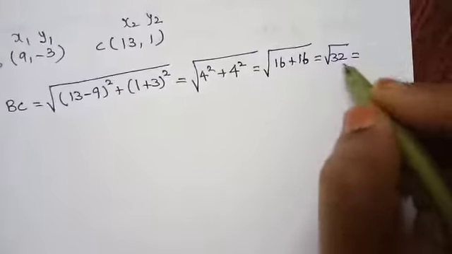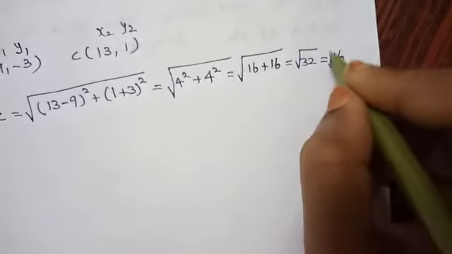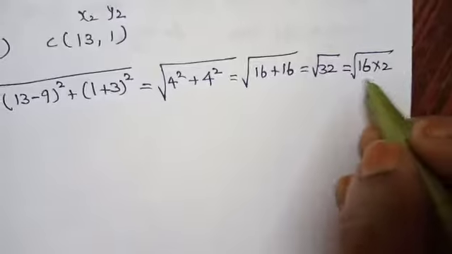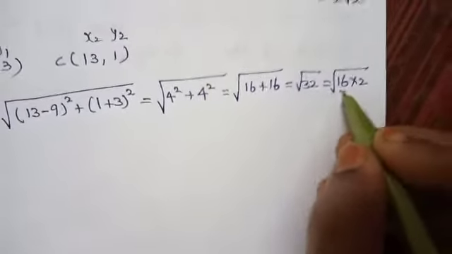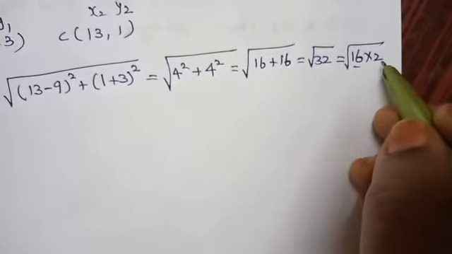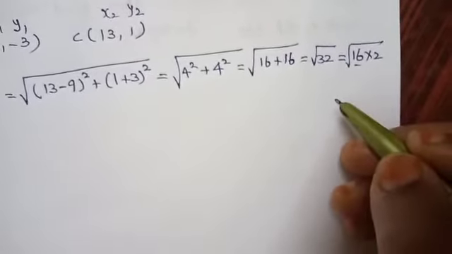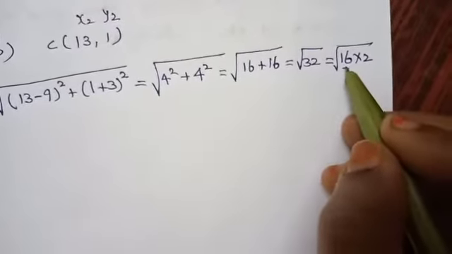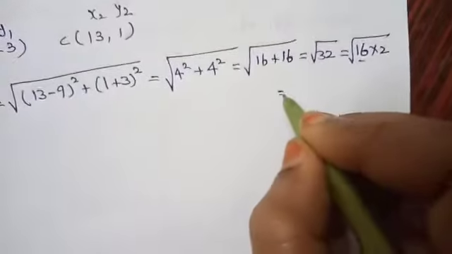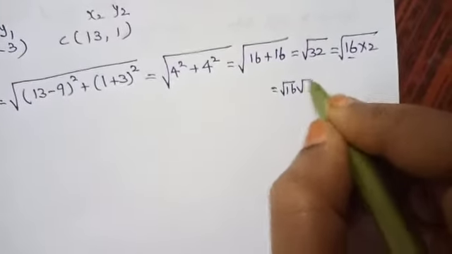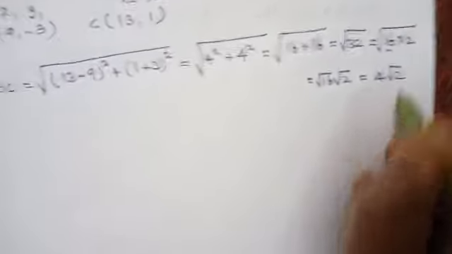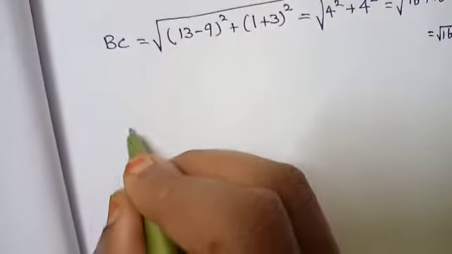So 32 we split into 2 numbers, 16 into 2. In the 2 numbers, one number should be the greatest perfect square. Okay children, because 8 fours are also 32, but we don't take 8 into 4 and then again split that 8. So we take 16 into 2 because 16 is a perfect square. So that is equal to root 16 into root 2. So root 16 answer is 4. So 4 root 2.